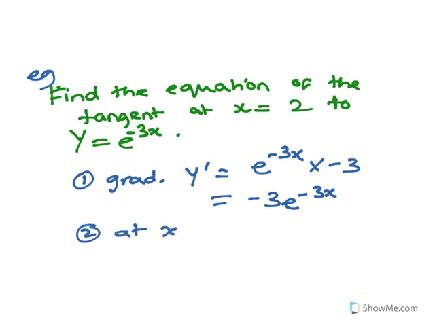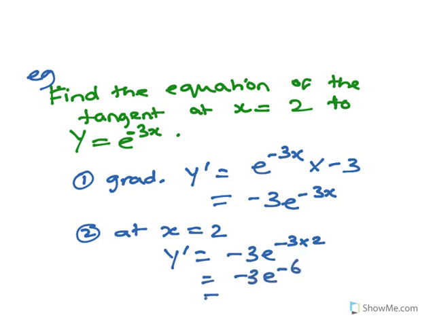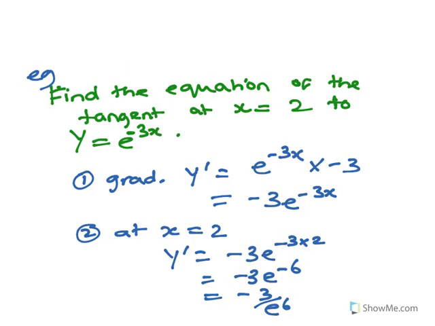So we want the gradient at the particular point x equals 2. So y dash is minus 3 e to the minus 3 times 2. So where the x is, you just put the 2: minus 3 e to the minus 6, which is minus 3 over e to the 6. So that's the gradient at x equals 2.